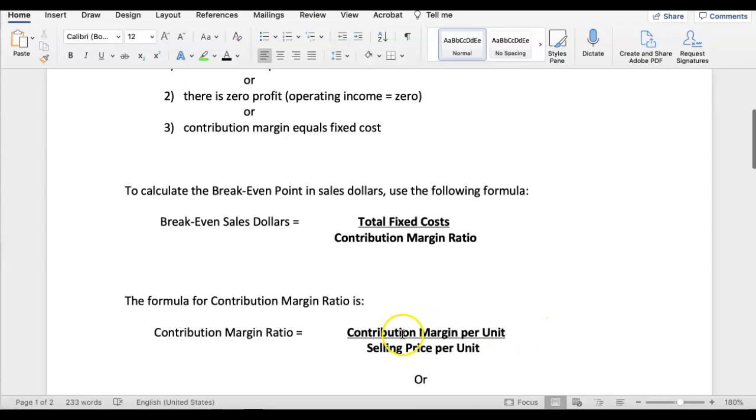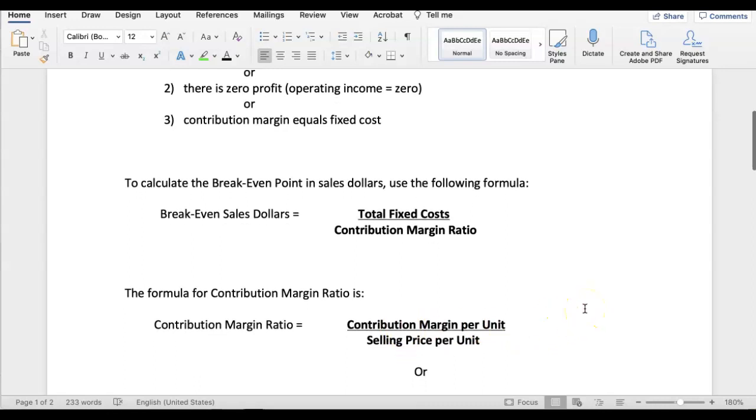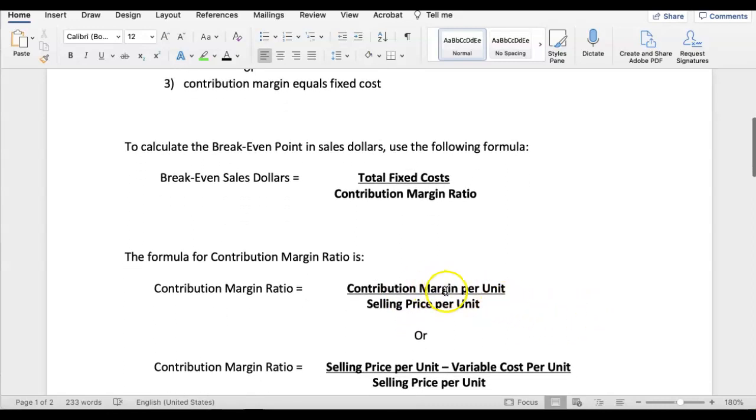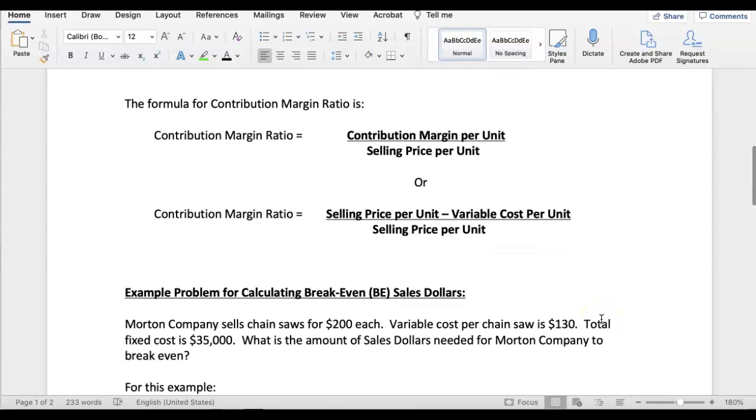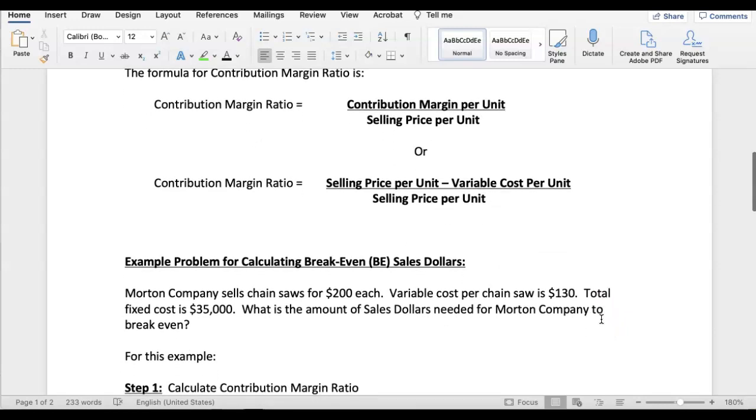So the formula for contribution margin ratio, and we have two actually: contribution margin per unit divided by the selling price per unit, or you can take the selling price per unit minus the variable cost per unit if you're not given the contribution margin, and then divide that by the selling price. So it just depends on what the problem gives you. Sometimes they'll go ahead and give you the contribution margin, and then sometimes your first step is to calculate that contribution margin. So let's look at an example problem for calculating break-even in sales dollars.